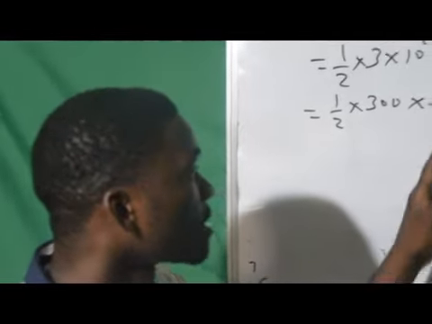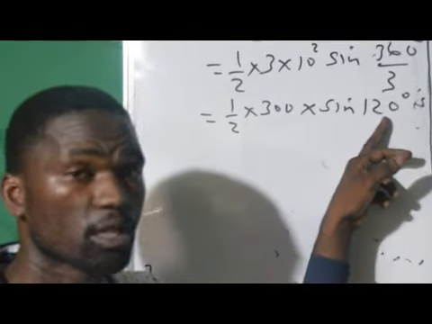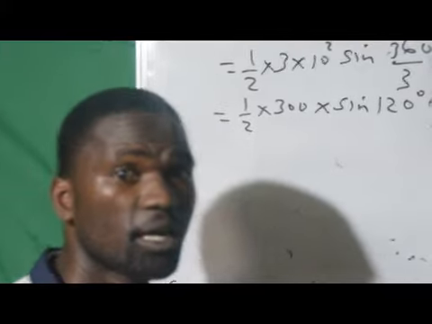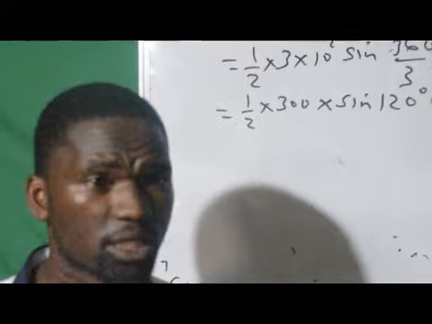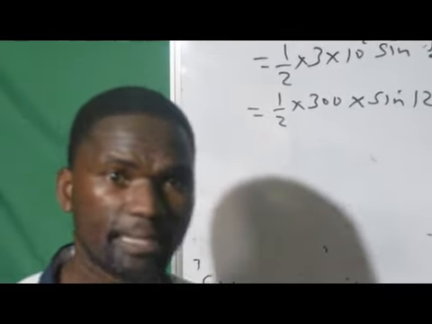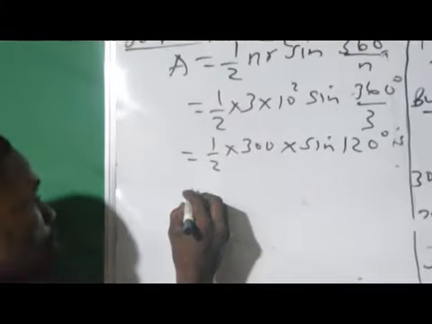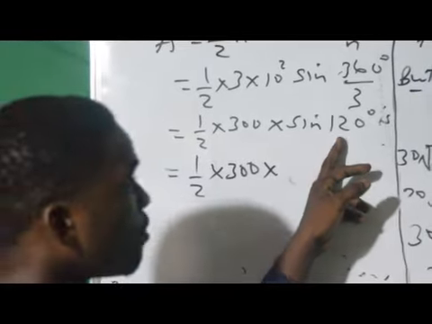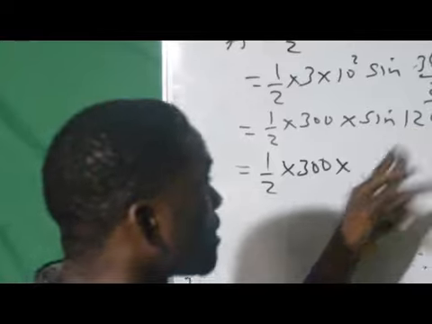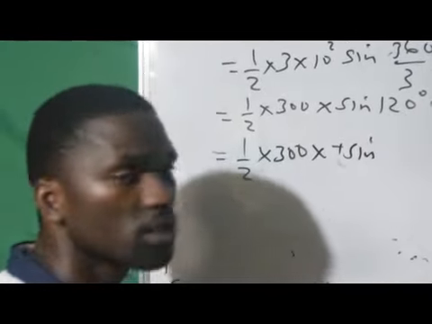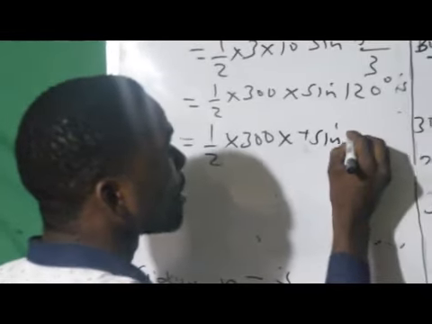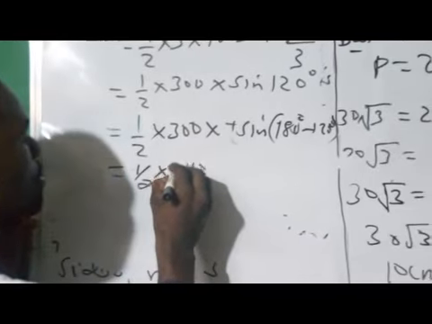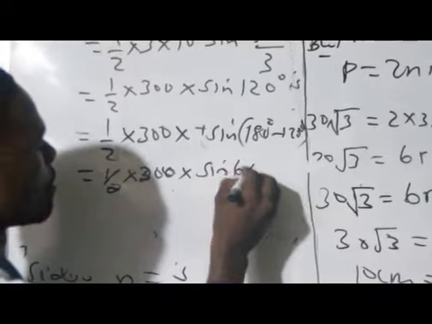Here is another obstacle, students: the sine of 120 degrees. 120 degrees cannot be seen in your mathematical table. So what to do? You have to reduce this 120 degrees to within the range of an acute angle using the concept of trigonometric ratios in a unit circle. You can use the summary 'All Students Take Chemistry' to make sure you reduce it correctly. The angle 120 degrees is found in the second quadrant of the XY plane, so sine there is positive. The sine of 120 degrees in the second quadrant is reduced from 180, so it is 180 minus 120, and you'll have a half times 300 times the sine of 60 degrees.